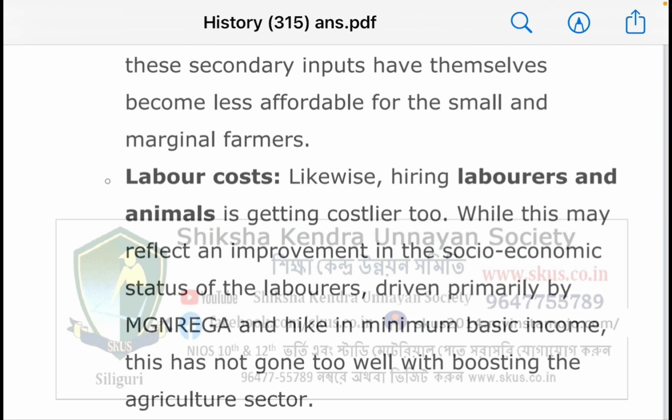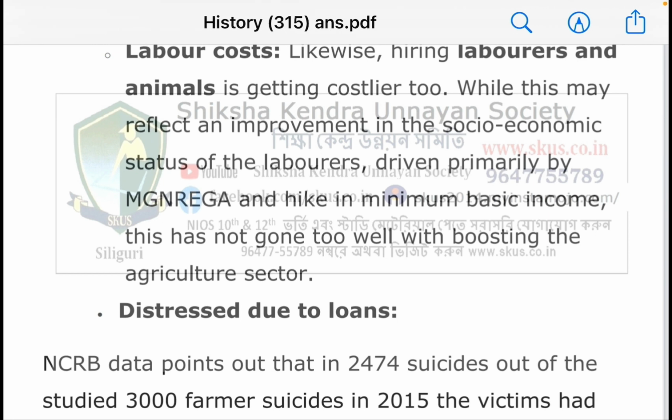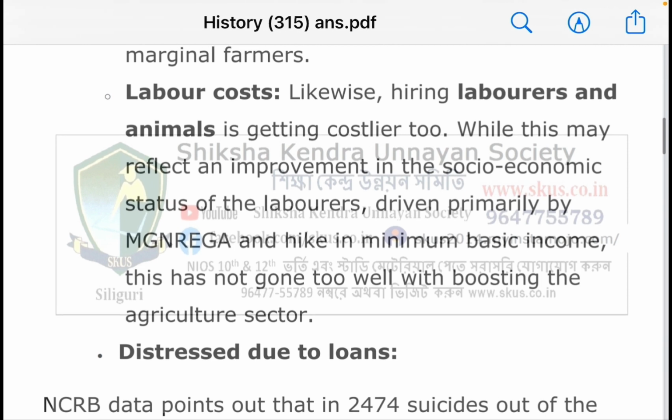Labor cost. Likewise, hiring laborers and animals is getting costlier too. While this may reflect an improvement in the socio-economic status of the laborers driven primarily by MGNREGA and hike in minimum basic income, this has not gone too well with boosting the agricultural sector. Because of the high cost of labor, फार्म में कुछ भी लगाने के लिए क्या चाहिए, हम लोगों को लेबर्स चाहिए, और लेबर्स का कॉस्ट भी बहुत हाई होता है, इसलिए वो फार्मर्स अफोर्ड नहीं कर पाते.